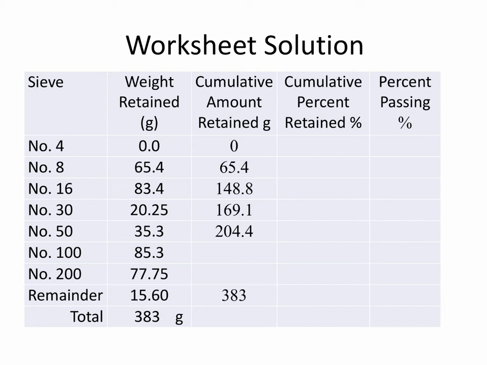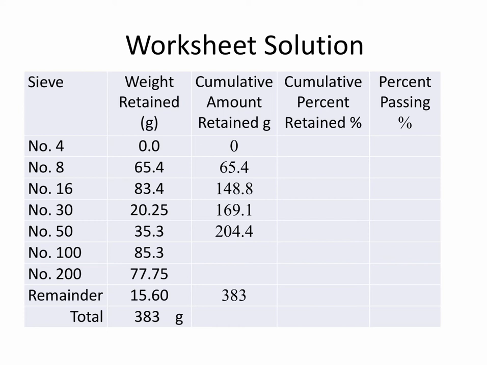What we mean by that is, say, looking at our example, what if the number 8 sieve were never put in the stack? So that 65.4 grams that was caught on the number 8 sieve would now just be sitting on the top of the number 16 sieve because it couldn't have got caught by anything. It would have passed to the number 4 and then been caught on the number 16. So the cumulative total that's caught on the number 16 would be the 83.4 grams sitting on the 16, but also the 65.4 that was caught by the number 8.